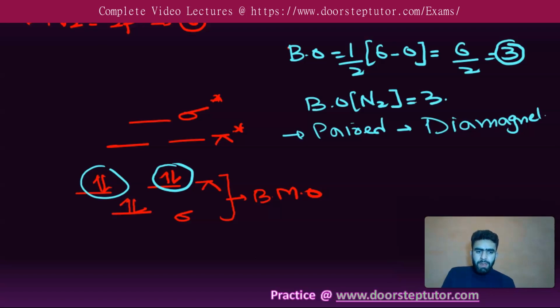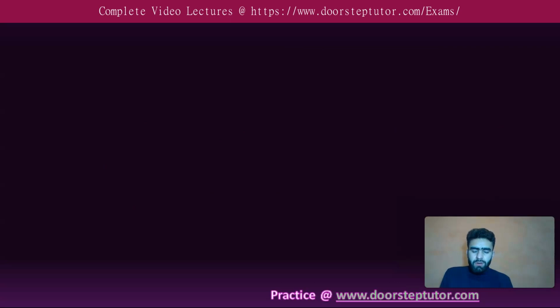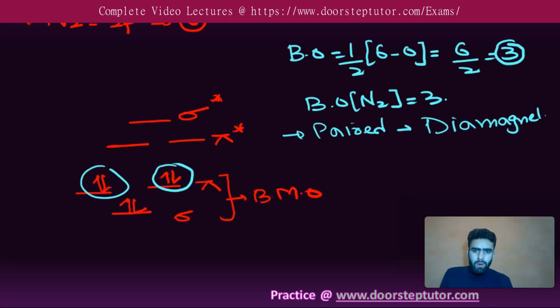So, in the previous lecture, we were talking about molecular orbital theory and we were discussing the formation of molecules using molecular orbitals, and we were calculating the bond order, and whether the molecule is paramagnetic or diamagnetic. Now, we will further proceed in this lecture. In the last lecture, we talked about the formation of the nitrogen molecule.